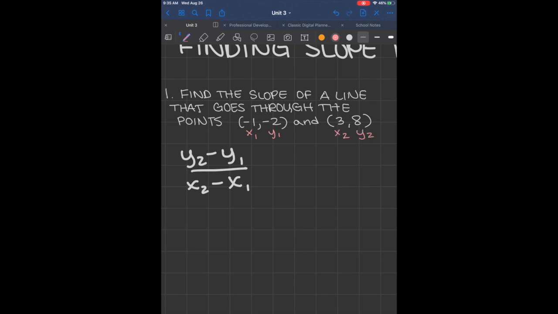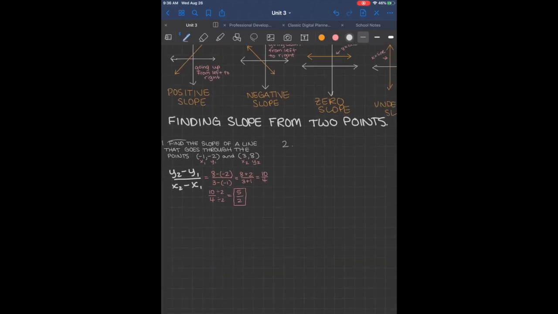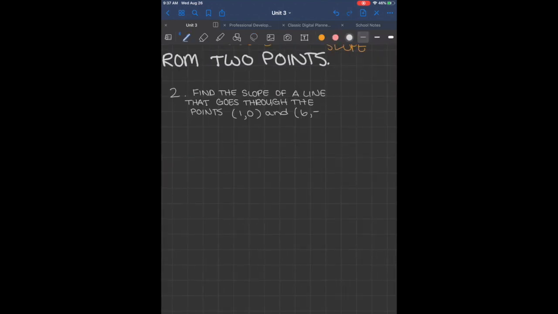And we're going to label our x1, y1, x2, y2. Remember, coordinates go x, comma, y. It doesn't matter which ones you label the ones and the twos, as long as they're ones together or twos together. So we've got 8 minus -2 over 3 minus -1 when we plug it in. Minus a negative, remember, becomes positive. So you end up with 10 over 4, and that can simplify to the fraction 5 over 2.